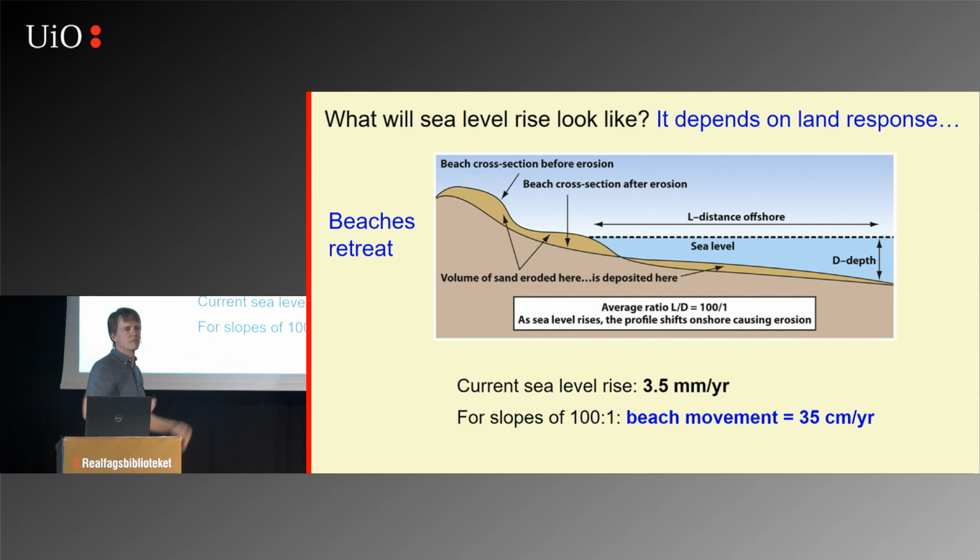They just retreat as the ocean level goes up, and they retreat kind of when everything has a chance to adjust. The rate of retreat depends on the rate of sea level rise and the slope. In a lot of places, an average slope is 100 to 1. So if you have 3.5 millimeters per year of sea level rise, that would be 35 centimeters per year.